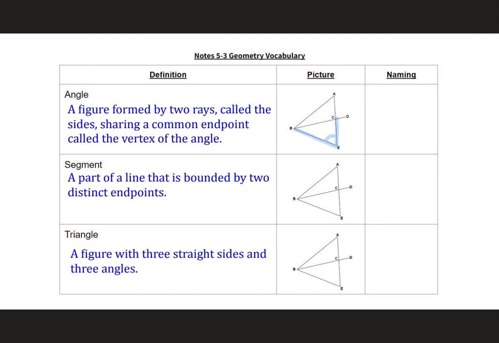So in terms of how do we name an angle, we're going to name it with the angle symbol. And we usually use 3 letters. But you can also use 1 letter if the angle is not sharing a vertex.